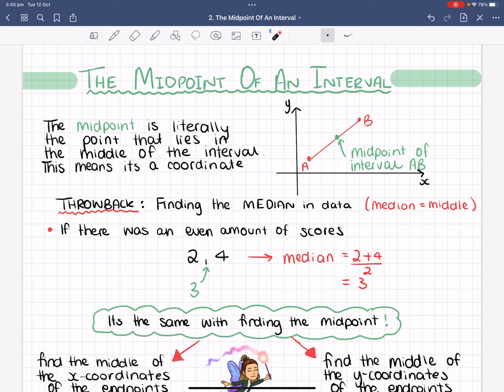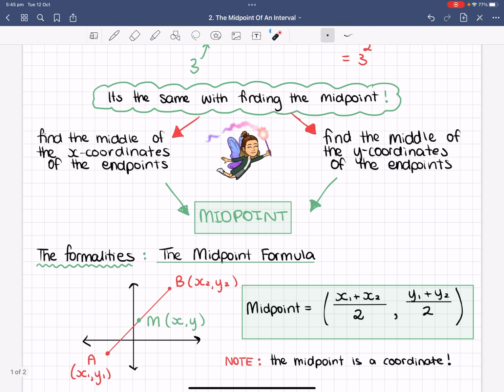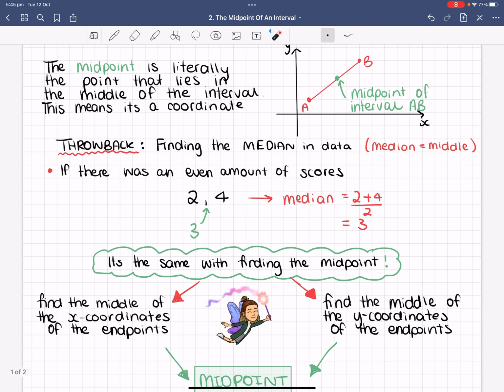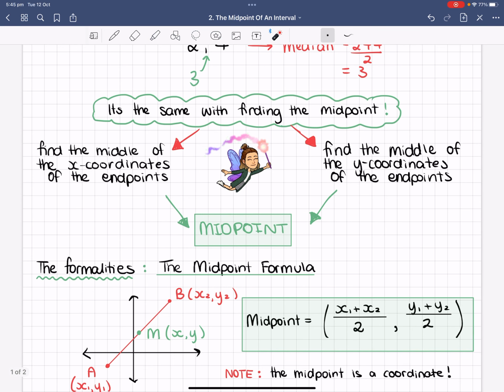You've got x and y coordinates, so you've got 2 points, which means you've got 2 x coordinates and 2 y coordinates. So finding the midpoint is the same as finding the middle of the 2 x coordinates and the 2 y coordinates. Remembering that it's a coordinate, which means you're going to have an x number and a y number. So first of all, we find the middle of the x coordinates of the endpoints, and then we find the middle of the y coordinates of the endpoints, and together they give us the midpoint.